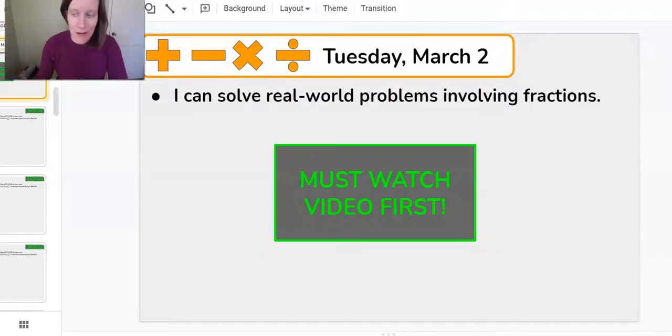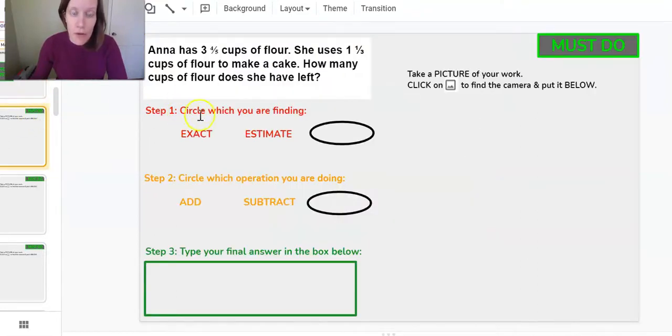Good morning, fifth graders. Today we are going to continue our fraction unit by solving real-world problems involving fractions. So I'm going to show you how we could do one problem, and then you are going to do the rest of the problems in a similar way. You're going to notice that your problems look like this today, where there's multiple steps. These are here to make sure that you are slowing down and taking your time, knowing exactly what you're doing and doing the problem the right way.